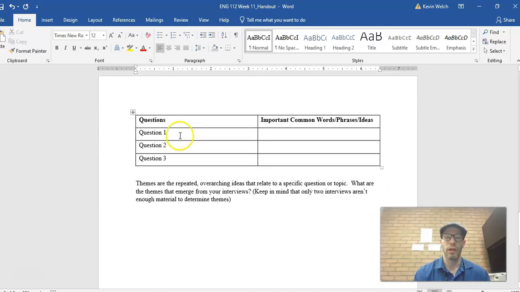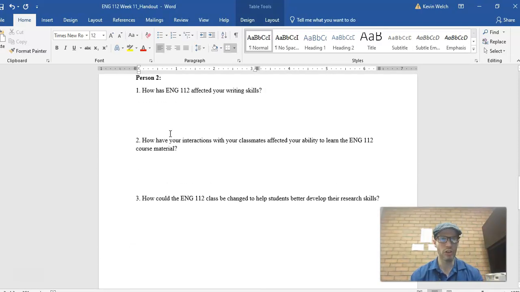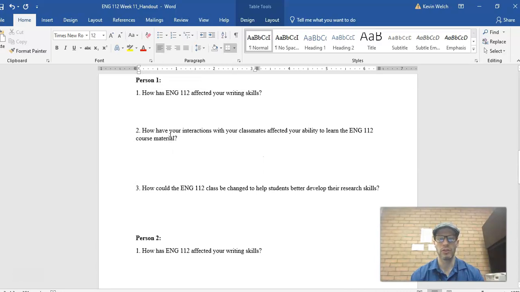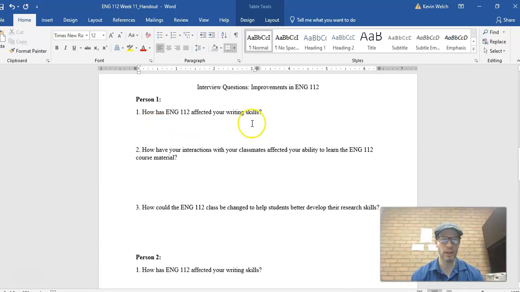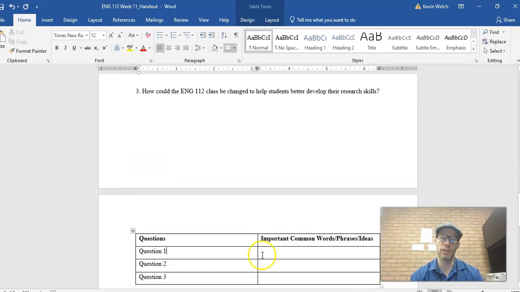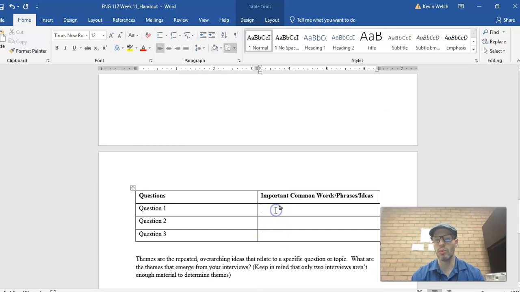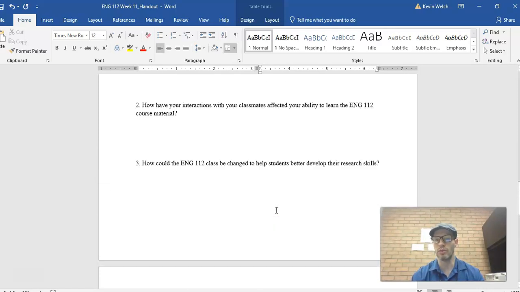So similar to what we did in the Likert scale survey, question number 1, what you do is you go to every answer for question 1. Person 1 said this. Person 2 said this to the same question. Person 3 said this. Person 4, however many. And you look for common words or phrases or ideas. And you make note of those.